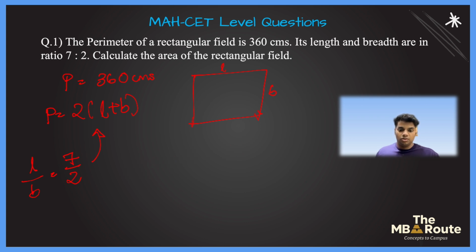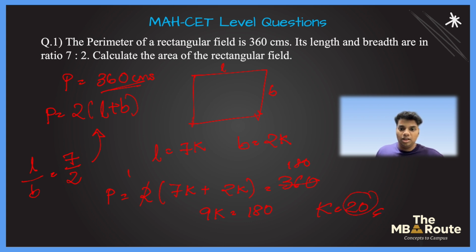So let's say length is equal to 7k and breadth is equal to 2k. So the perimeter would be 2 into 7k plus 2k, which is equal to the perimeter, that is 360. Now just simplify this. This is 2 by 1 and this is 180. This would be 9k is equal to 180. k is equal to 20. So the common multiplier is 20.